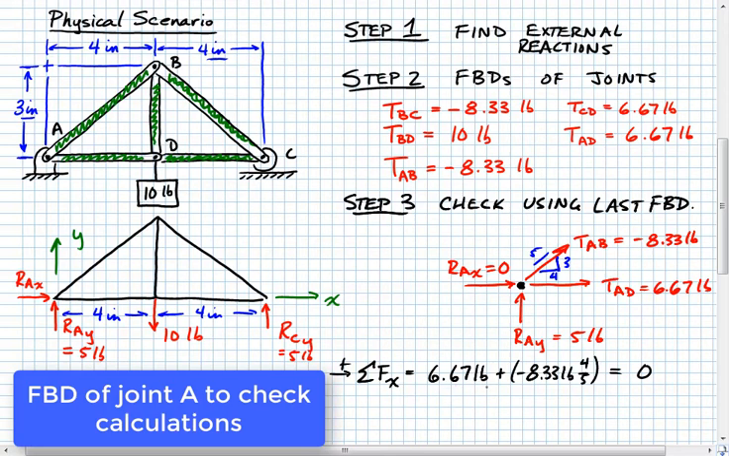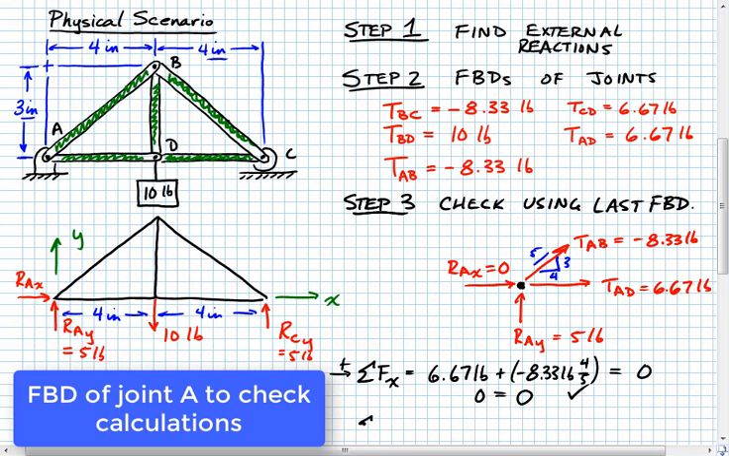If you actually do this calculation out and you multiply 4 over 5 by that 8.33, you will find here that you end up with a statement that 0 is equal to 0, which basically means that you have checked your answer using an independent check, and so that's a confidence builder that you did everything right.